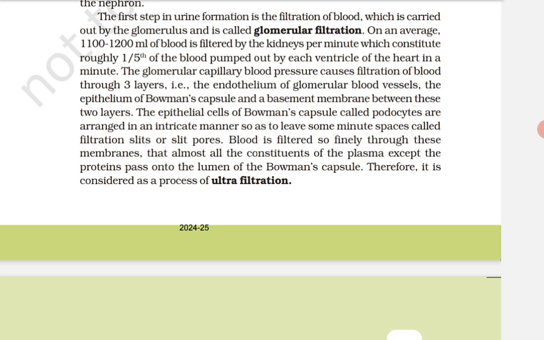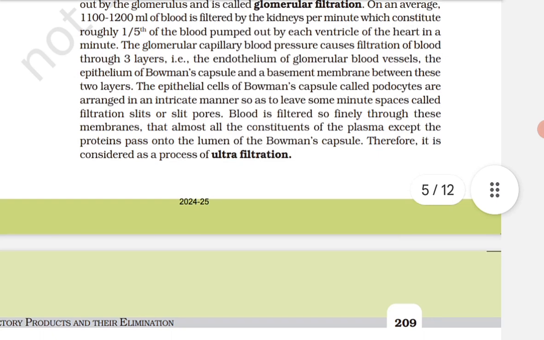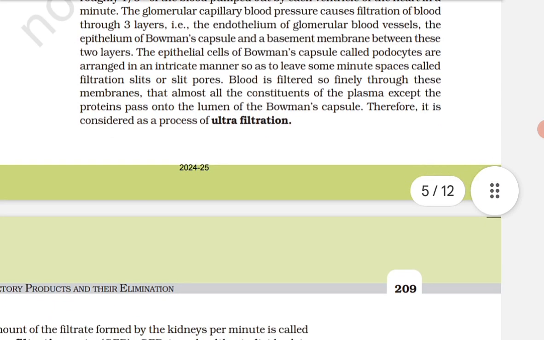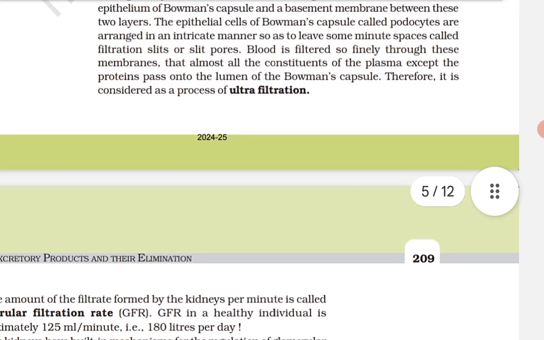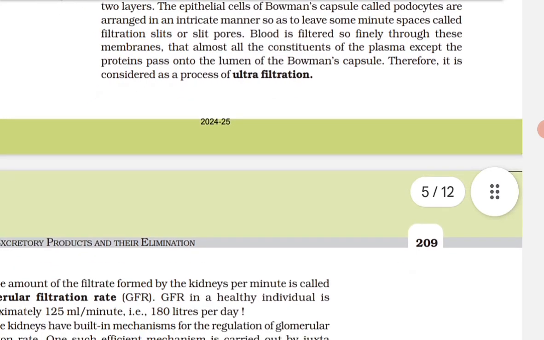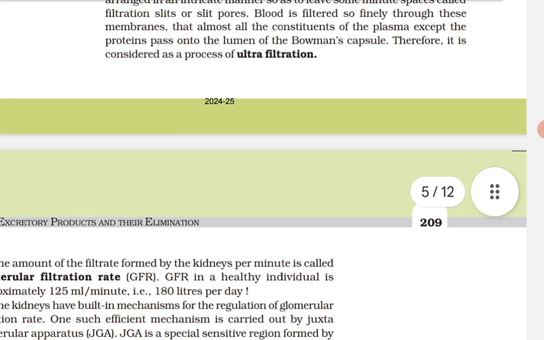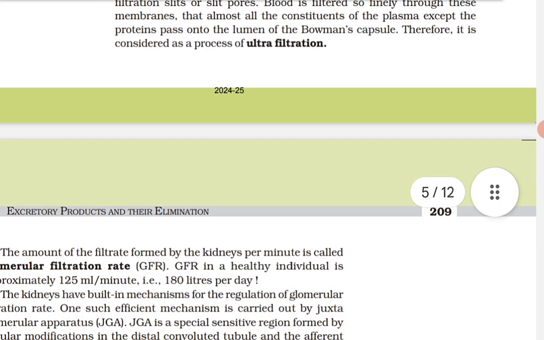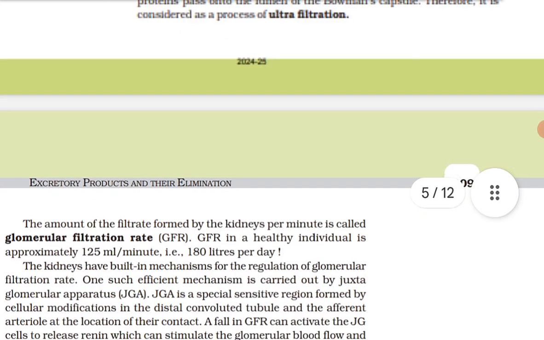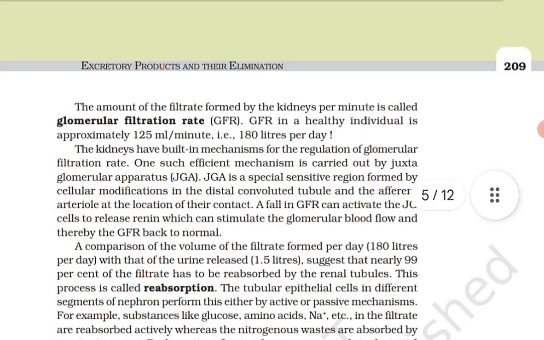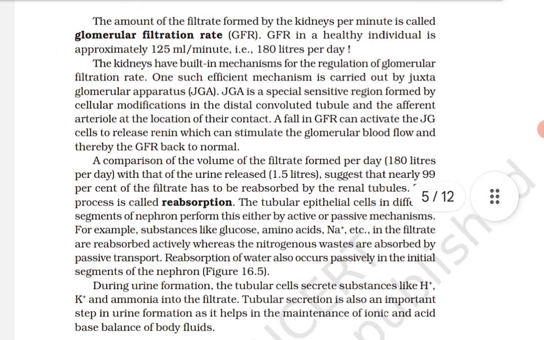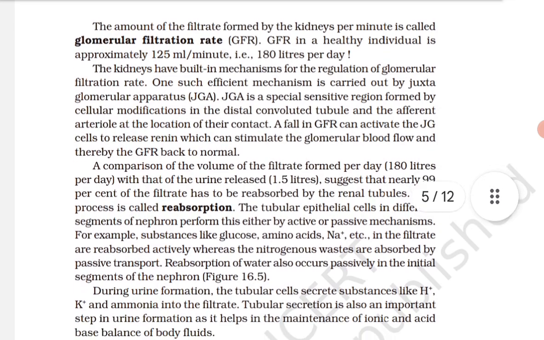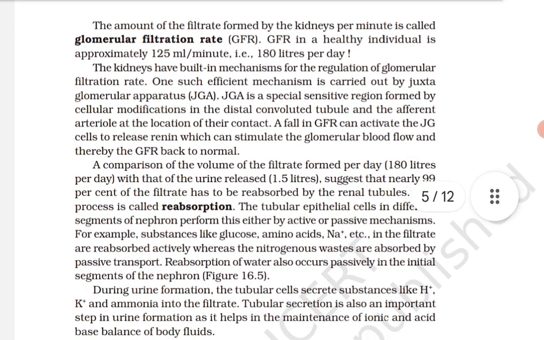The amount of the filtrate formed by the kidneys per minute is called glomerular filtration rate, that is GFR. The GFR in a healthy individual is approximately 125 ml per minute, that is 180 liters per day. How much? 180 liters per day. Okay, anything can come to confuse you, but hour, per minute, but the correct one is per day. The kidneys have a built-in mechanism for the regulation of glomerular filtration rate.